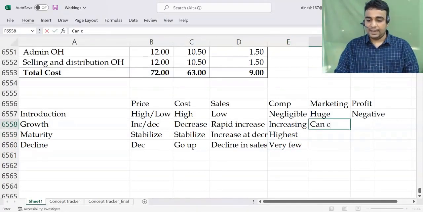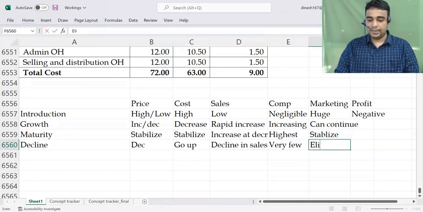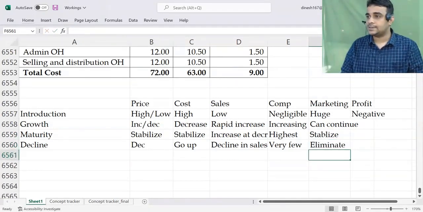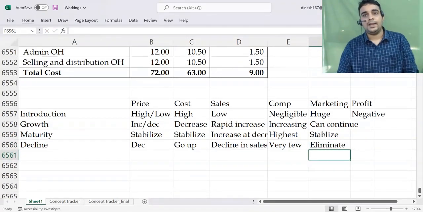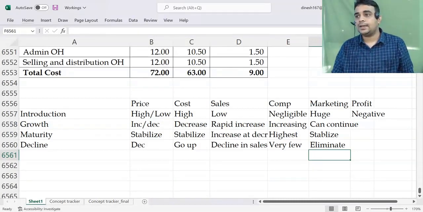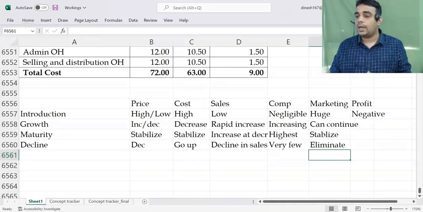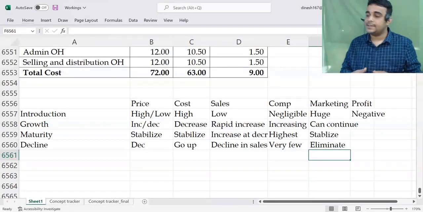Marketing can continue in the growth stage and stabilize in maturity. In decline, you eliminate it. There's no point in doing advertising at this stage. At the decline phase, you may want to bring down the extent of advertising you are doing.